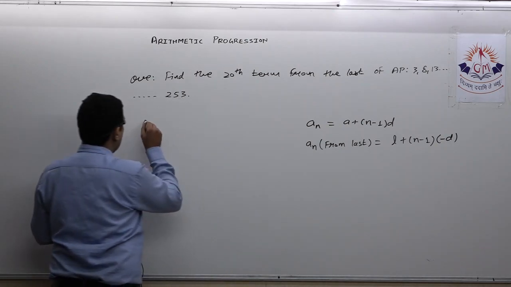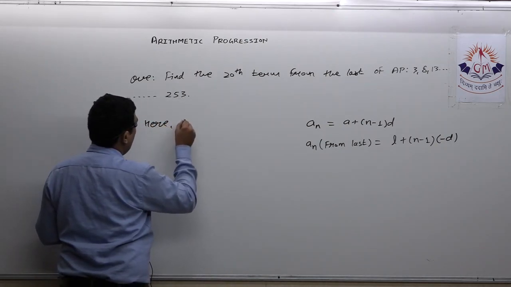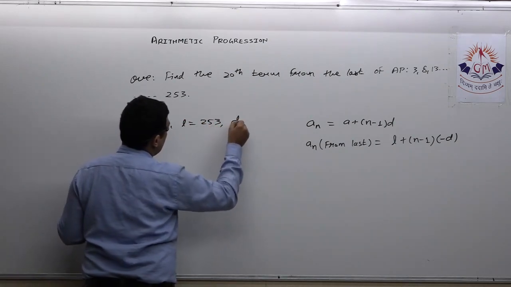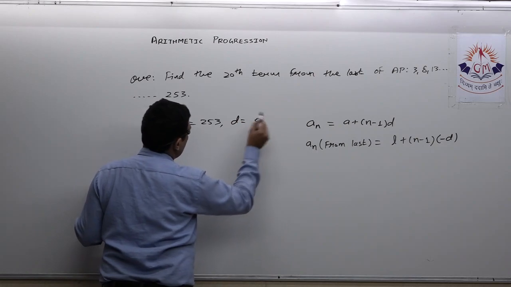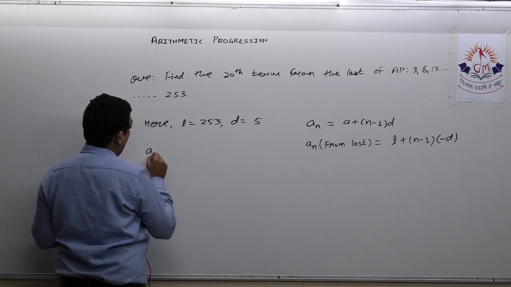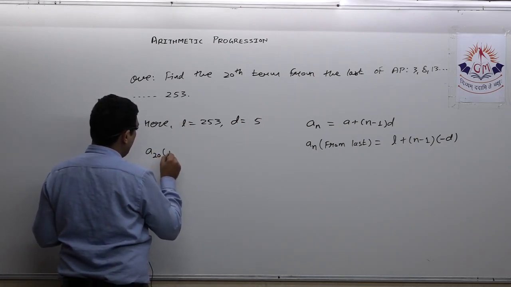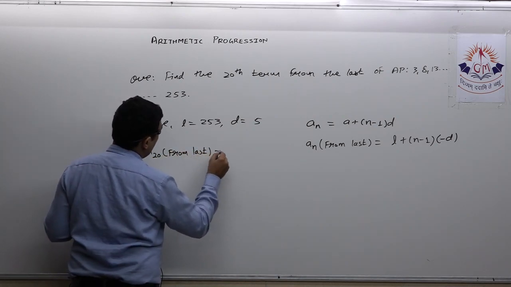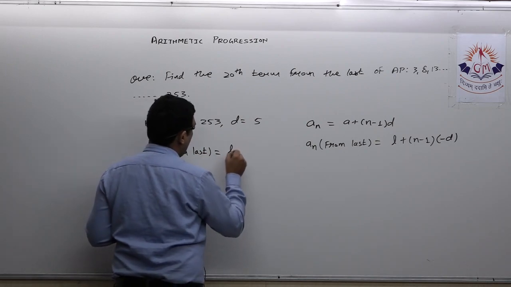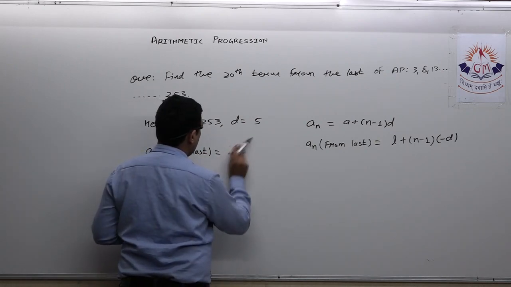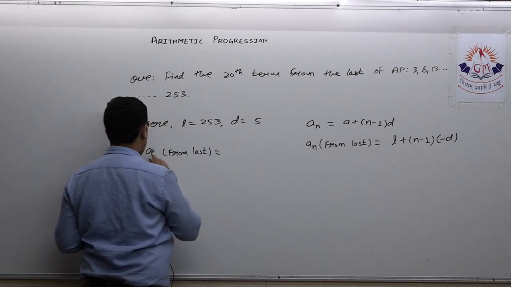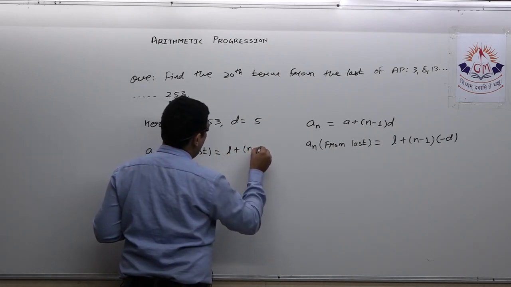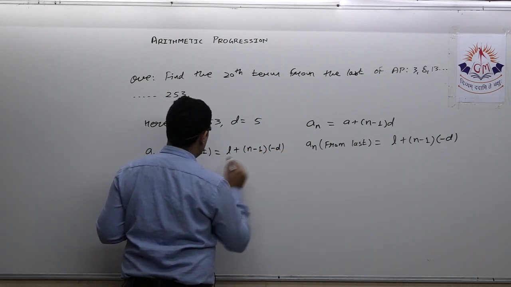So here l is equal to 253, and d is equal to 8 minus 3, that is 5. So a_20 from last is equal to, let me write the formula, a_n from the last is equal to l plus n minus 1 into minus d.